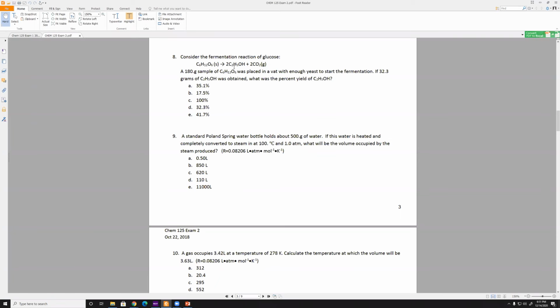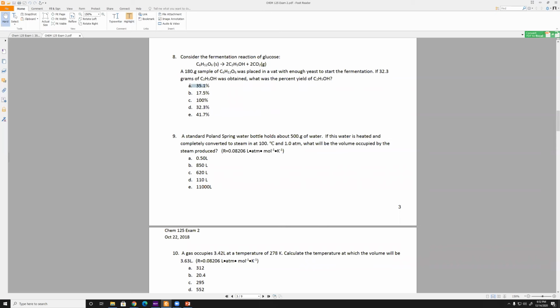Wait a minute. Nope, not 62. Hold on. Hold up. I didn't put my parentheses. 24 plus 6 plus 16. That's 46 times 2, 92. So if we're supposed to get 92, but we only got 32.3, our answer is 35% yield, 35.1% yield. So that's going to be A, which isn't terrible.